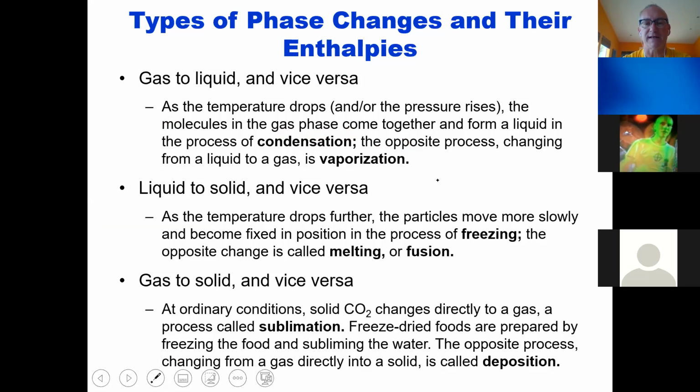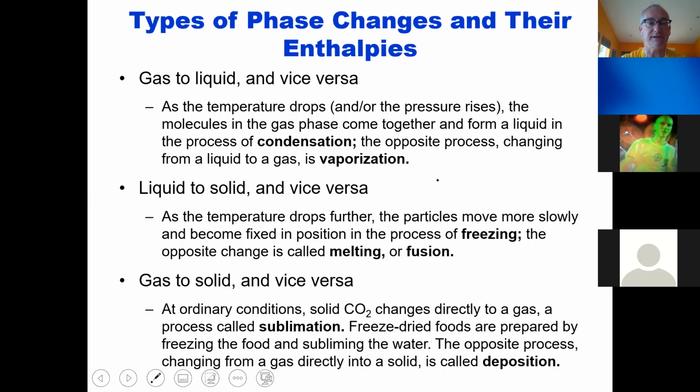And then the opposite process, going from a liquid to a gas, we call that vaporization. So energy going in causes vaporization. Energy coming out, we call that condensation. One is exothermic, one is endothermic. Endothermic is vaporization, because we have to put energy in to break those interactions. Condensation is actually exothermic. Energy is leaving as gas is losing energy and then becoming a liquid.